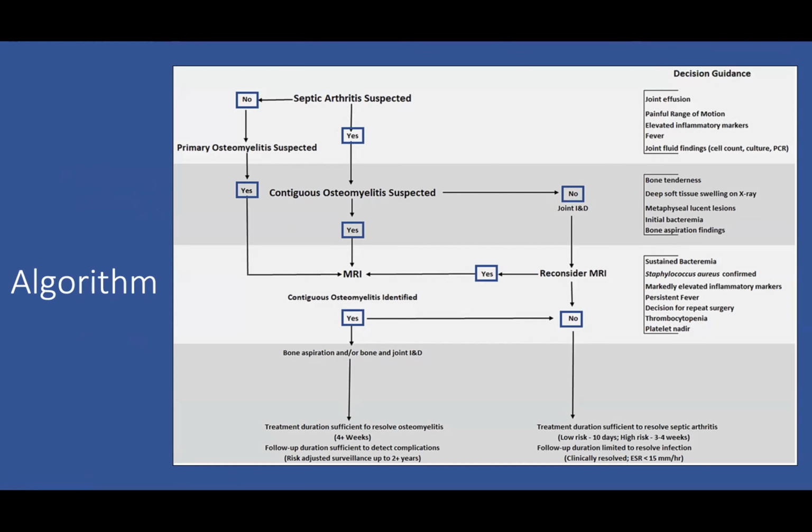And we can see that if contiguous osteomyelitis is there, the follow-up duration is sufficient to detect the complications, which is up to 2 years. But here, for septic arthritis they only consider the ESR level, and the CRP level is not mentioned over here.